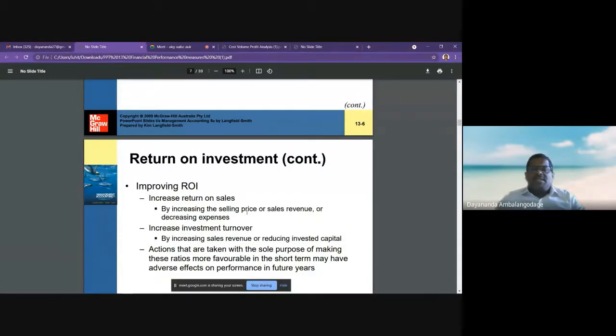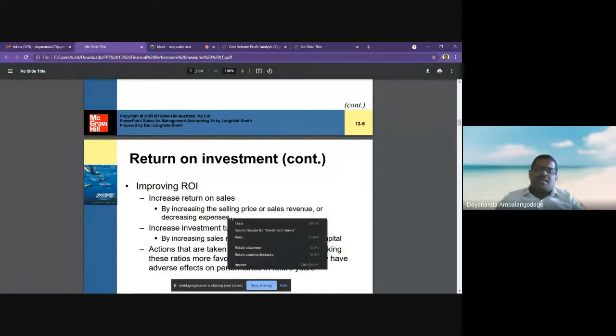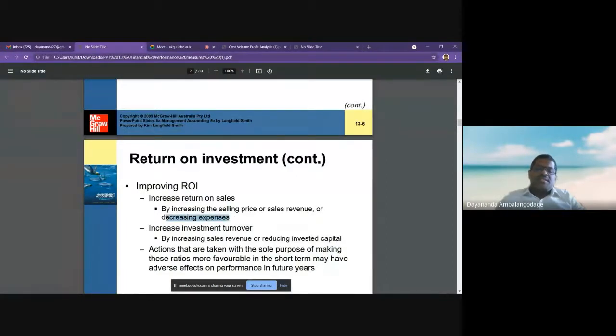By increasing the selling price or sales revenue, or decreasing the expenses. What you can do is you can increase the selling price and you can increase sales revenue, but you can't increase the expenses. You have to decrease the expenses. Then increasing investment turnover. When you increase the efficiency, of course you can increase the ROI.